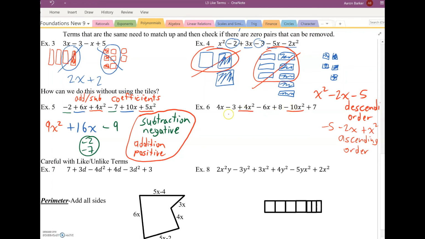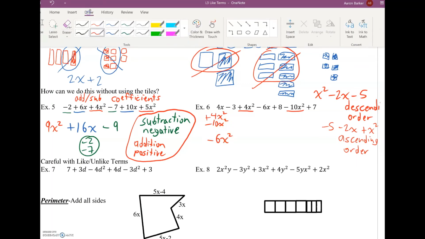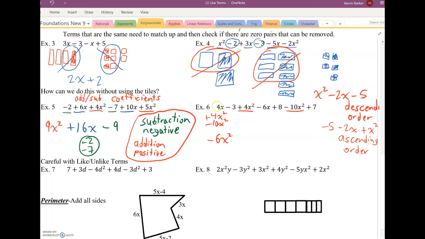So here is a positive 4 minus 10. So plus 4x squared minus 10x squared. Altogether, that gives us a -6x squared. Then we can look at our x tiles. Here is 4x, which means it's a positive 4x. Here's a -6x. So when you combine them together, you get -2x.